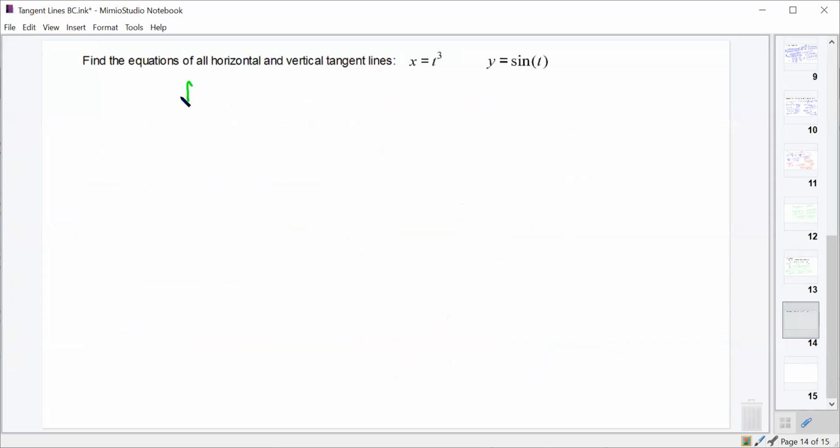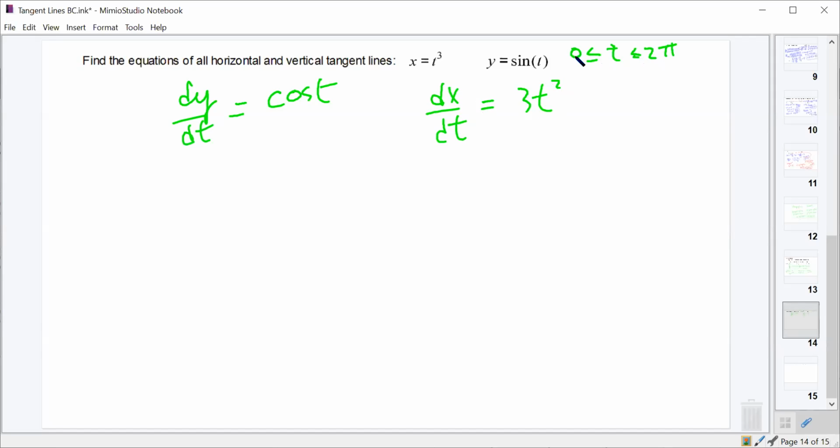So first, let's find dy dt. What's dy dt? Should just be cosine t, right? Yep. And what's dx dt? Should just be 3t squared. And let's restrict this to t less than or equal to 2 pi, greater than or equal to 0. So we'll just go from 0 to 2 pi here.